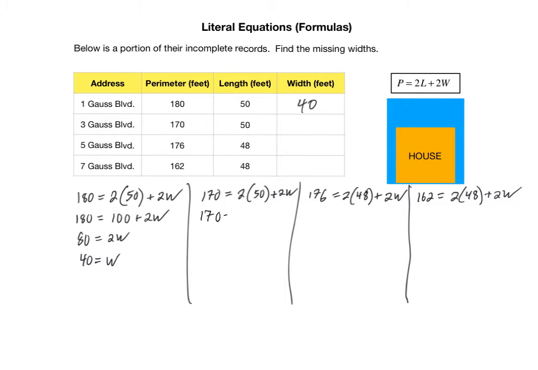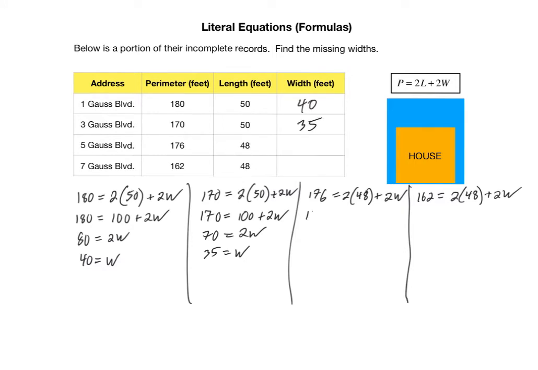We've got 170 equals 2 times 50 is 100 plus 2W. If you subtract 100 from each side, you've got 70 equals 2W, and then divide both sides by 2, and you get 35 equals W. So the width of 3 Gauss Boulevard was 35 feet.